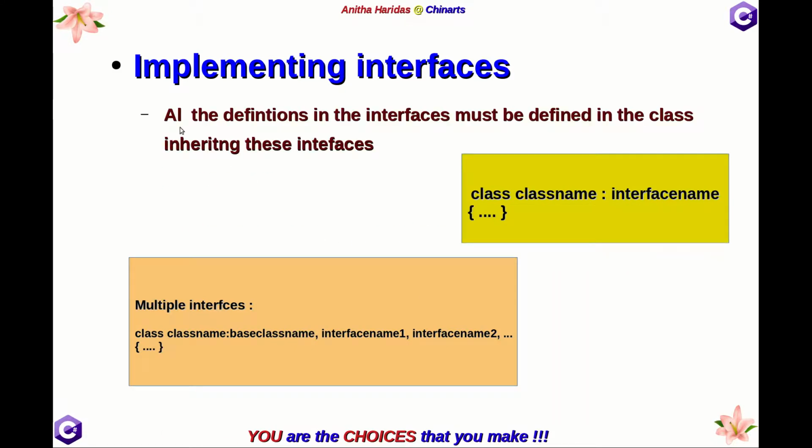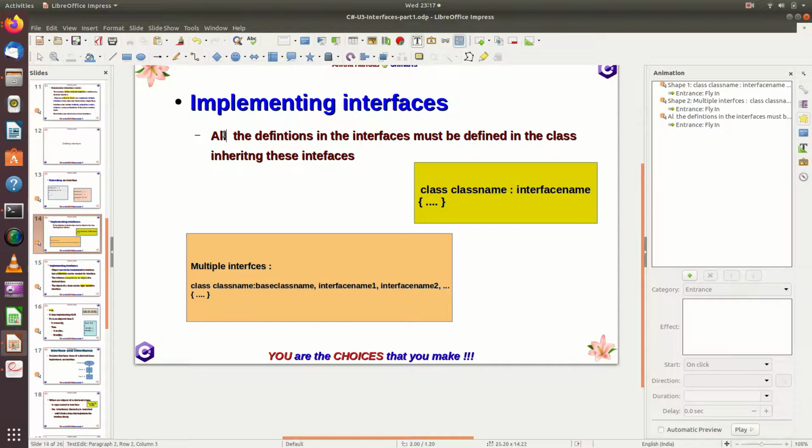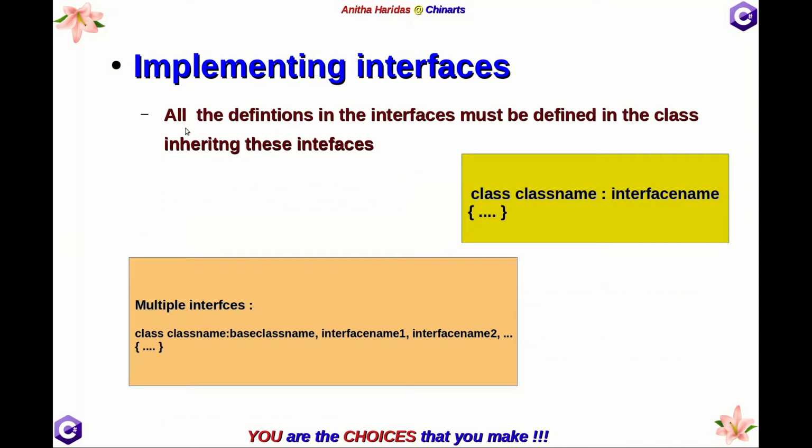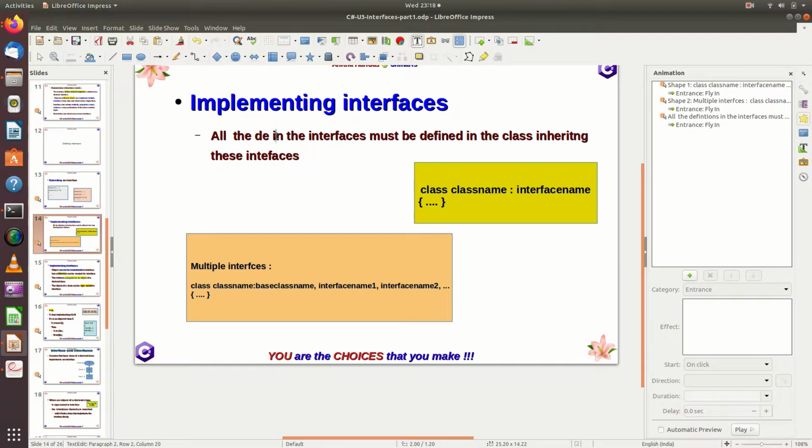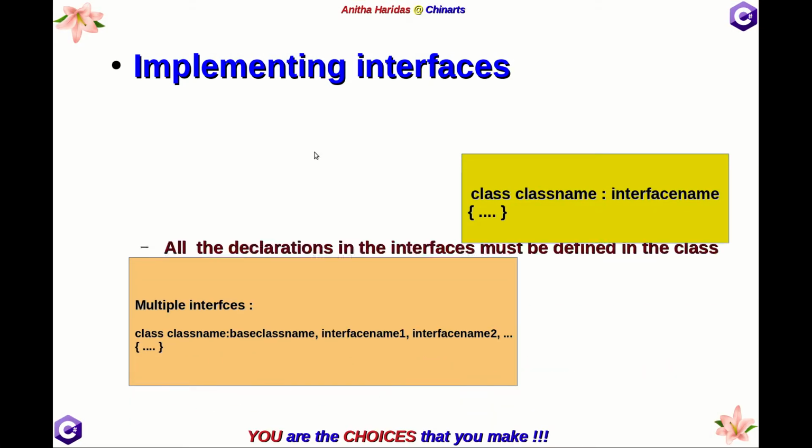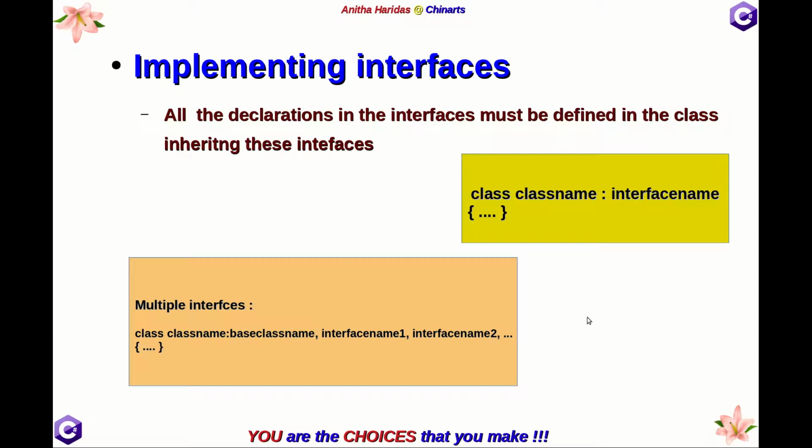Now when you see all the, it is not AL, it is ALL. Let me correct it now. All the definitions in the interfaces must be defined in the class inheriting these interfaces. So if this class is inheriting these interfaces, all the declarations in the interfaces, let me call it declarations, not definitions, must be defined in the class which is inheriting these interfaces.